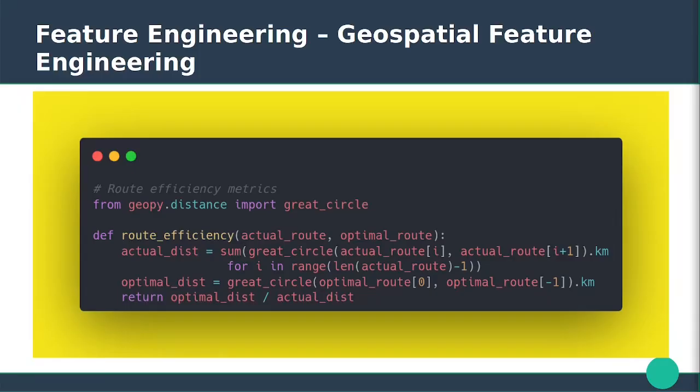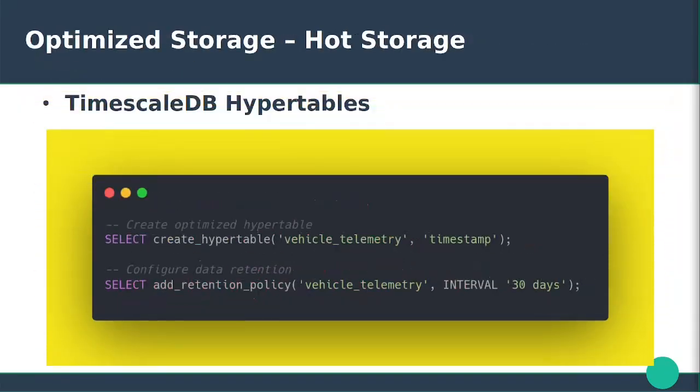Now, the next thing I want to talk about is our storage optimization. In our storage, we're using a multi-tier storage architecture composed of hot, warm, and cold. In our hot storage, this is where we put the TimescaleDB hypertables. These are tables that are optimized for time series real-time data. And with these tables, we can configure various things, especially the data retention policy. So we can set it to however long.